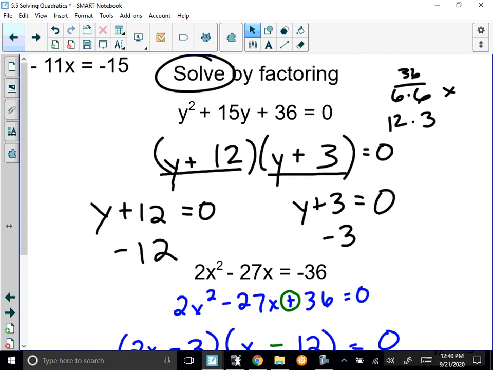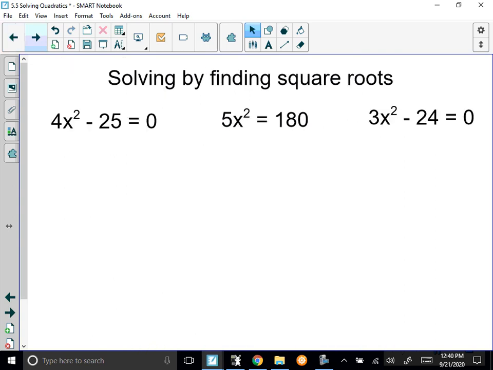That is one way. So one way is to solve by factoring. Another way is to solve by square rooting. What do you notice different about these equations compared to the ones we just did? They don't have a b value. These are the only equations you can solve by square rooting. Those without a b value. Okay? But the other ones you can't.